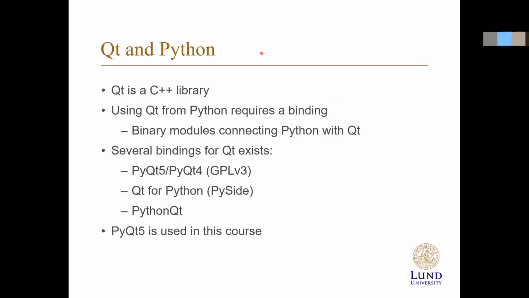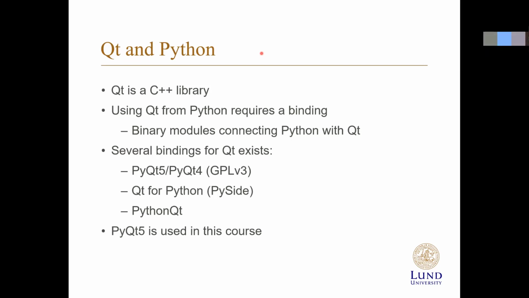As I said, Qt is a C++ library, and using it requires a binding. Binding is a word that you probably will hear in many Python circumstances. A binding is a connection from a C++ or C library or a Fortran library to Python. So it's a connection between the scripting language Python and a native library on your machine.